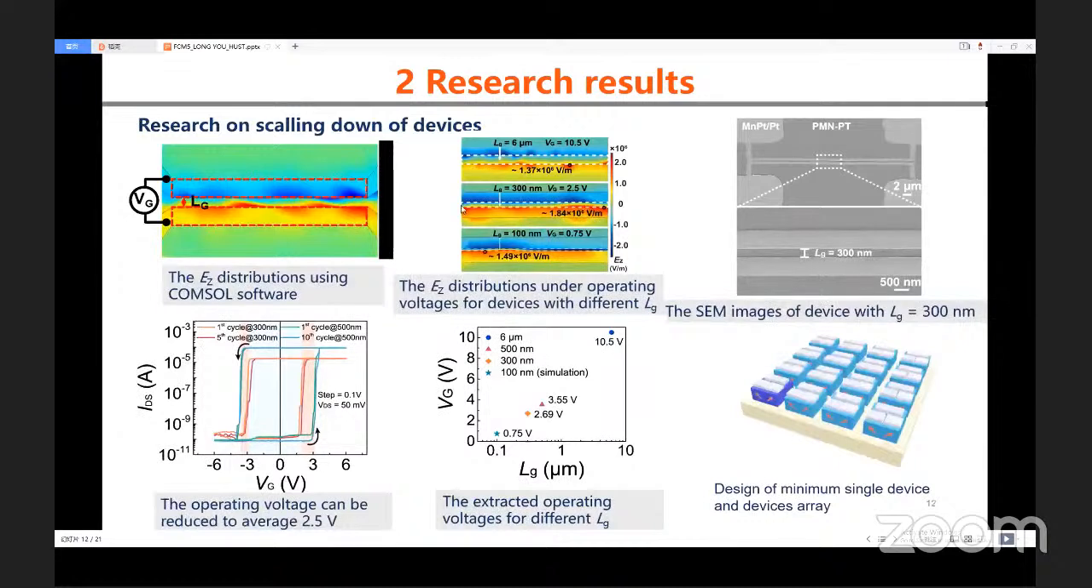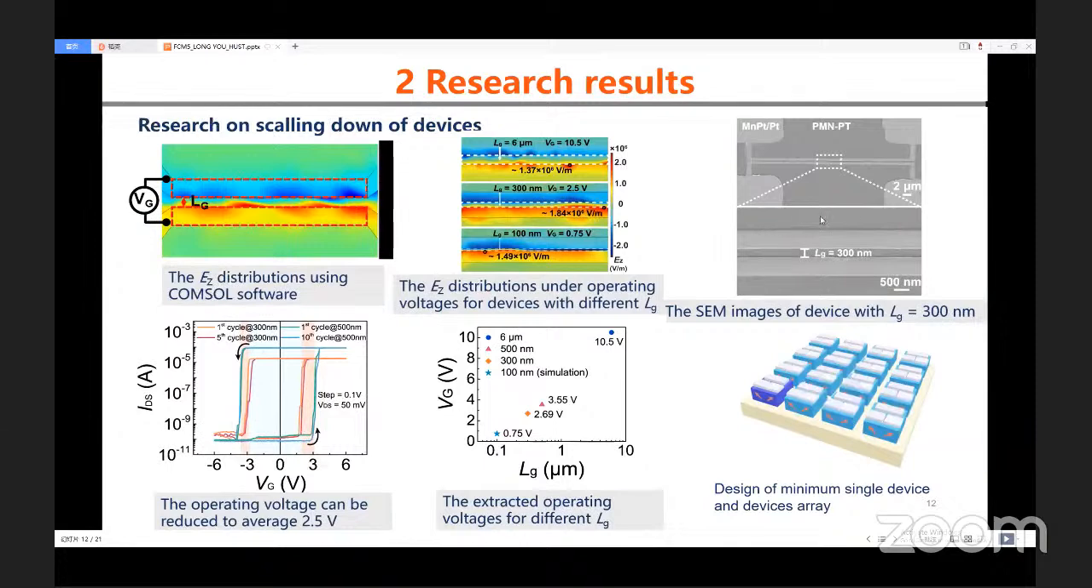Next, we investigate the scaling down of our device. Through simulation analysis, we found that the operating voltage can be effectively reduced by reducing the gap length Lg. Interestingly, a sub-1-volt operating voltage can be obtained with Lg reduced to 100 nanometers.